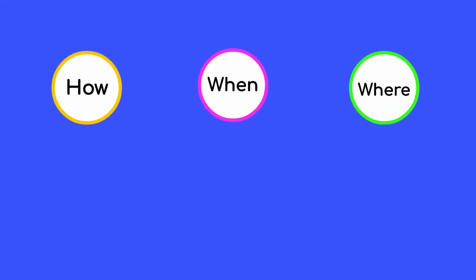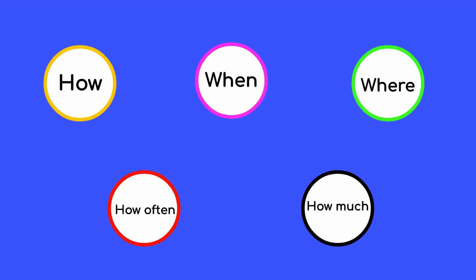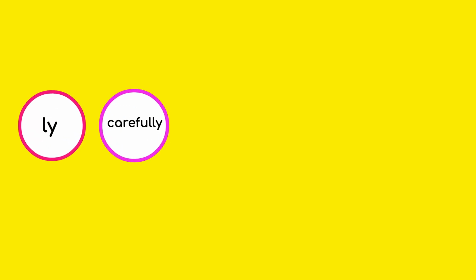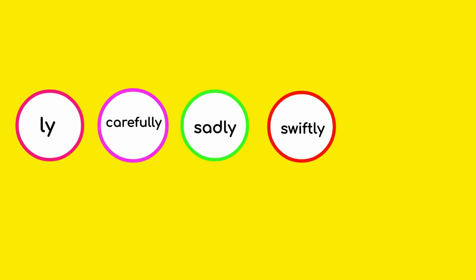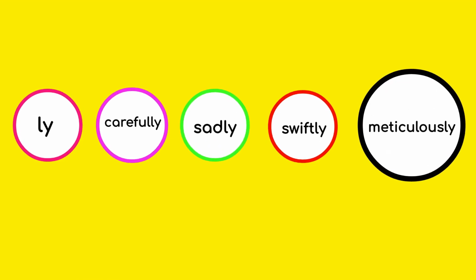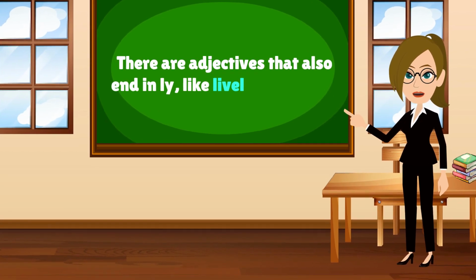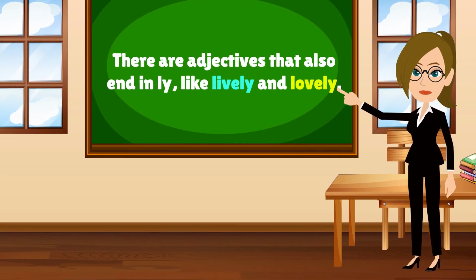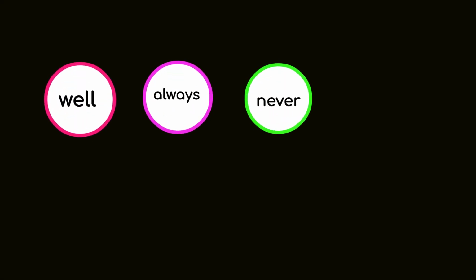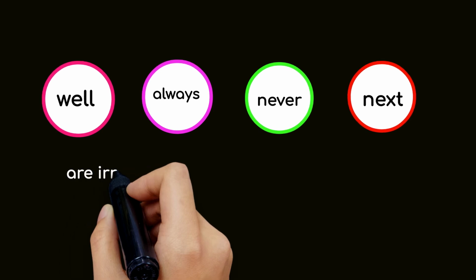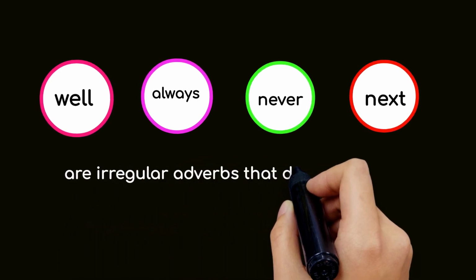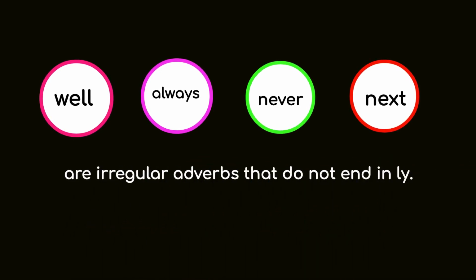Adverbs say how, when, where, how often, or how much. Most adverbs end in ly, like carefully, sadly, swiftly, and meticulously, but there are adjectives that also end in ly, like lively and lovely. Words like well, always, never, and next are irregular adverbs that do not end in ly.